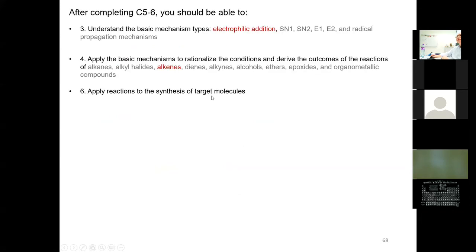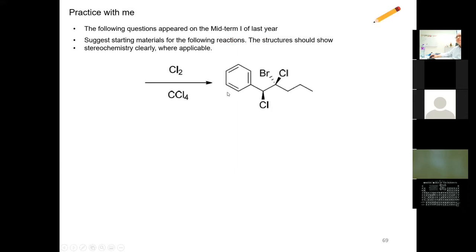After completing this chapter, you should be able to understand the basic mechanism of electrophilic addition and all these mechanisms and the outcomes of the reactions, focusing on alkenes. And again, you also need to apply reactions to the synthesis of target molecules. Before we go on to chapter 7, I would like to have some class practice.